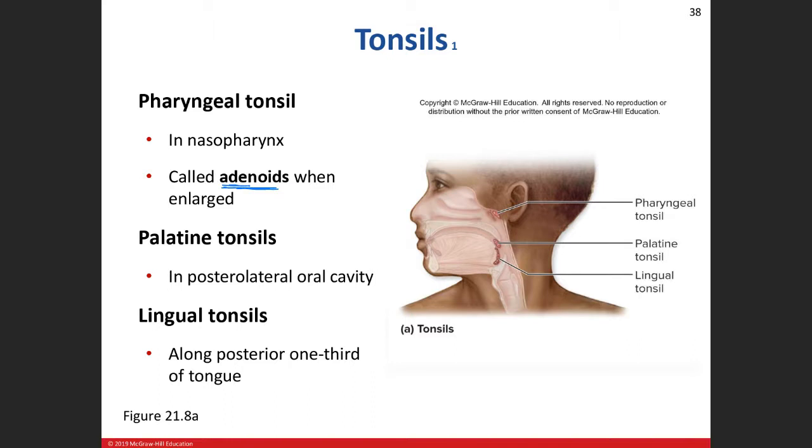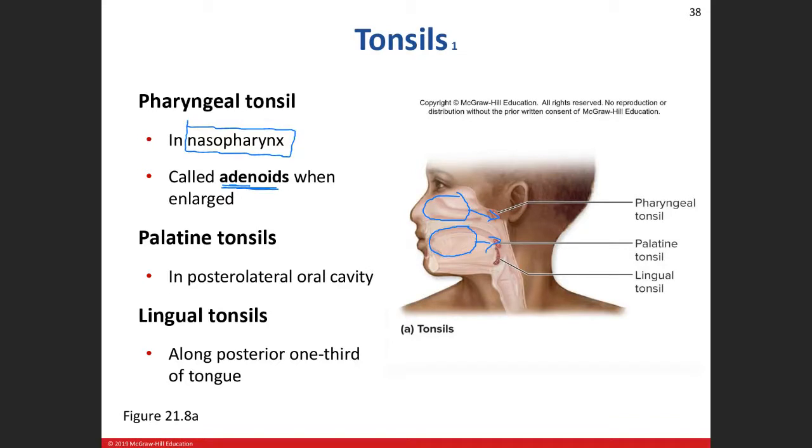But when we're talking about the pharyngeal tonsils, they are located in the nasopharynx. The pharynx is basically that tube-like structure that's posterior to your nose and mouth. So the nasopharynx is where the nasal cavity feeds into the pharynx. Then you have your oral cavity, which will then feed into the oral pharynx.